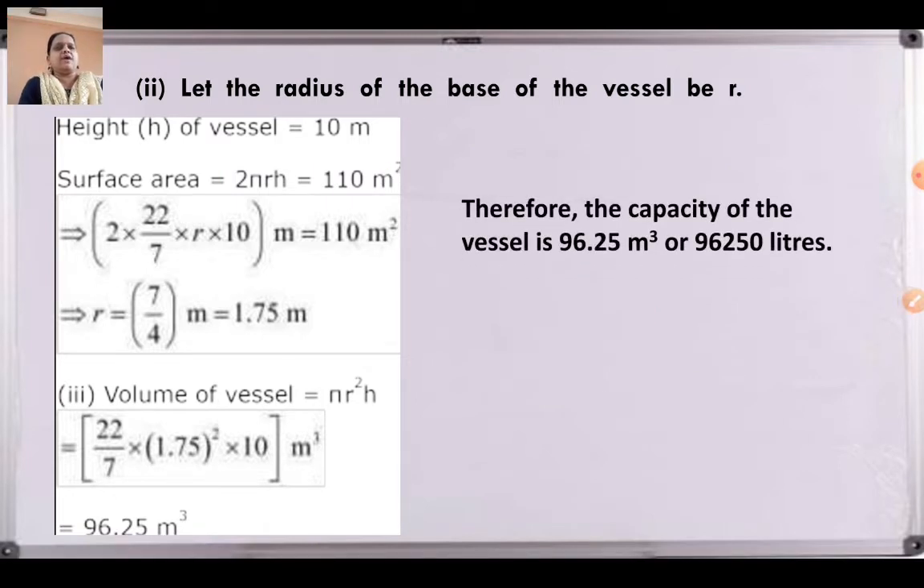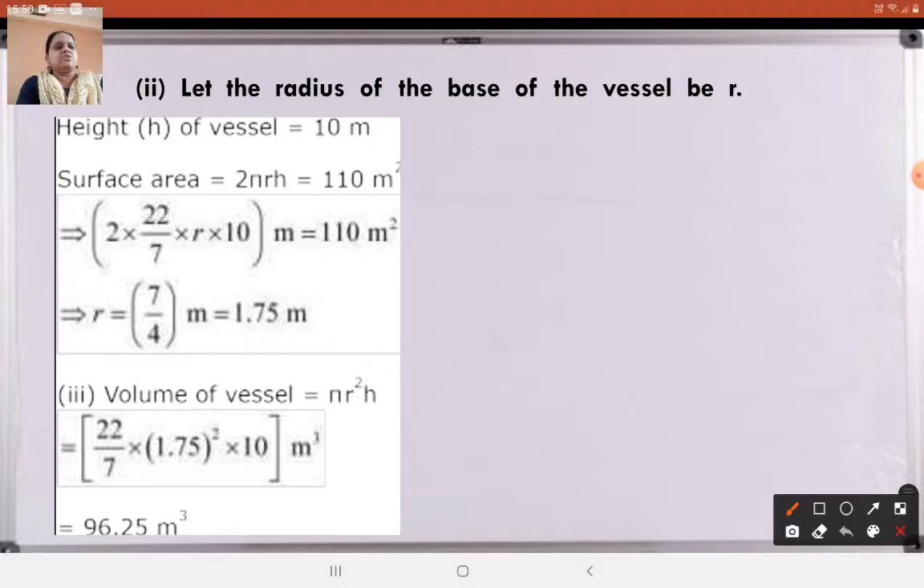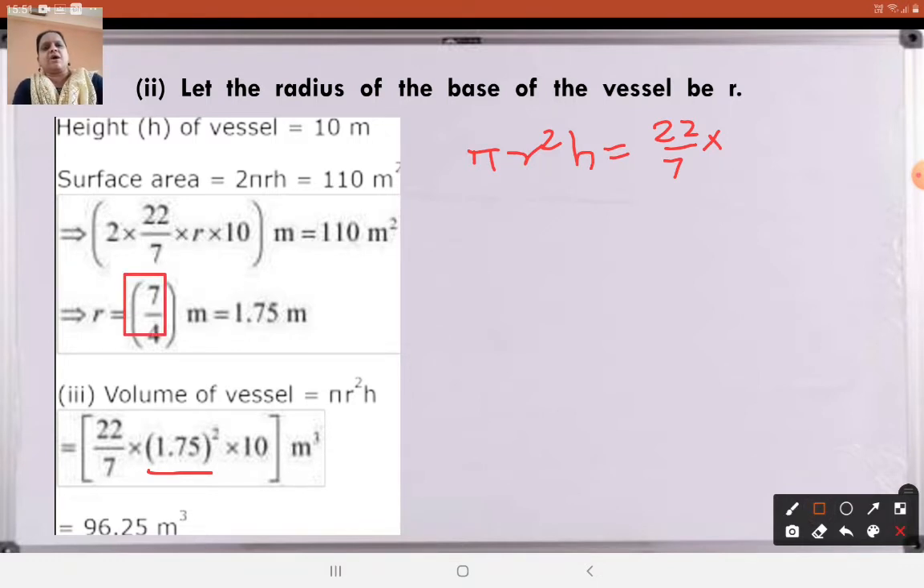We will have to find the volume, yes, the volume of the vessel. What is the formula for the volume? Pi r square h, correct? So the pi value is 22 by 7 into r, which is 1.75. You can use this 1.75 or you can use 7 by 4.